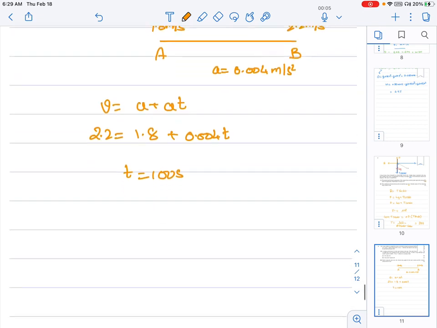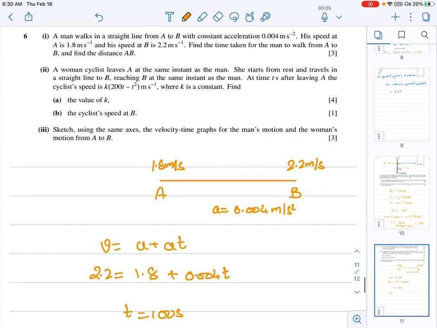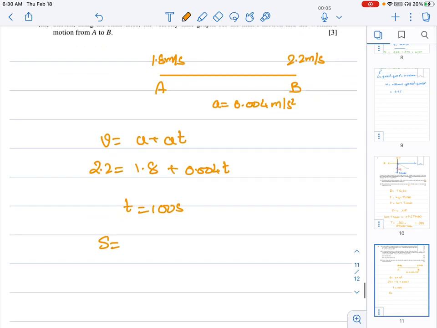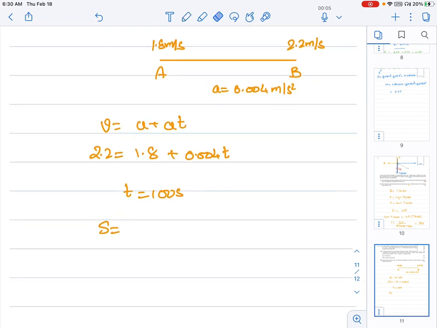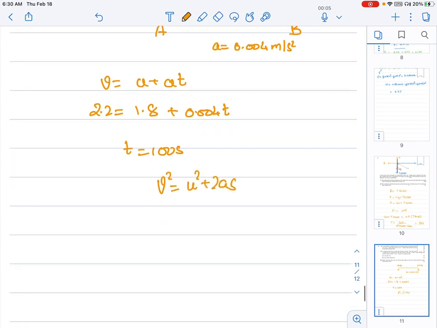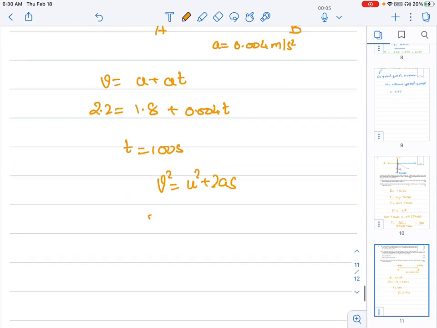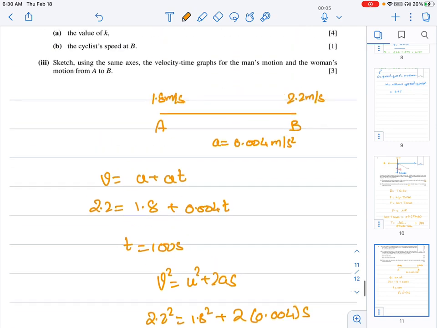Now I want to know the distance. He's asking the time and the distance, right? So time I have found it out. For finding the distance, I can use the formula V square is equal to U square plus 2AS. So V square, which is 2.2 square, is equal to 1.8 square plus 2 times A, which is 0.004, times S. If I simplify from there, S, I get 200 meters.